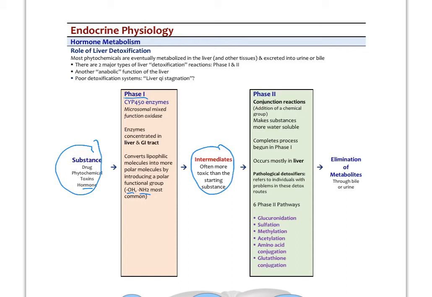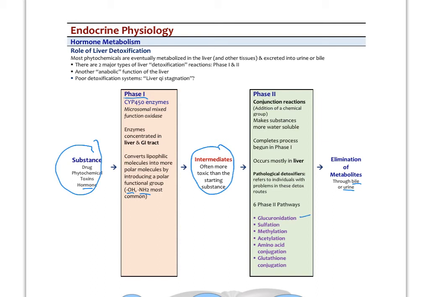Then it's going to go through phase two, which is only in the liver. And that's a conjugation reaction where a chemical group will be added to that intermediate. It usually adds it at the place where that hydroxyl or the amine group was added. And this is going to make the substance essentially non-toxic, and the body can then excrete it through the bile or the urine. There are 6 major phase 2 pathways.